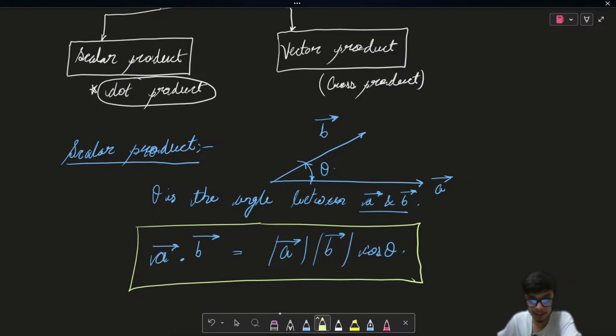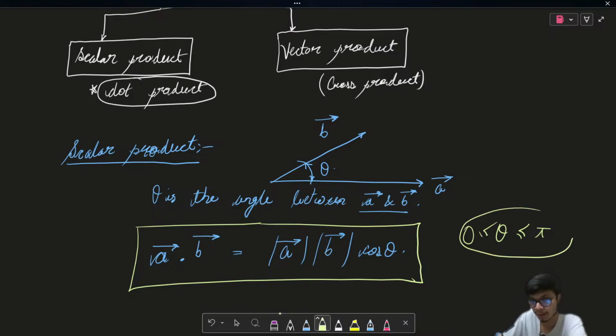This particular part refers to the magnitude, or the length of the line segment. So the length of the line segment of the vector is denoted by the mod of a, or magnitude of a, right? Also please note that theta lies between 0 to pi, right? I hope this is clear.